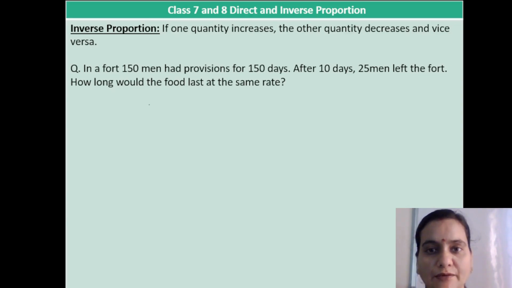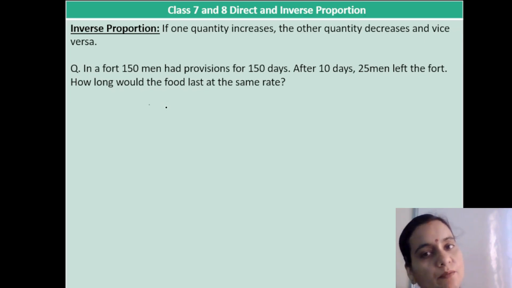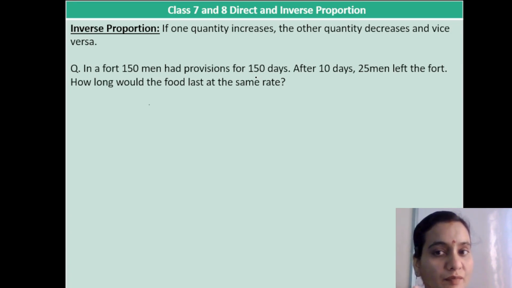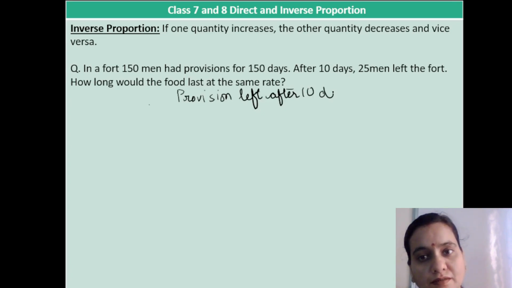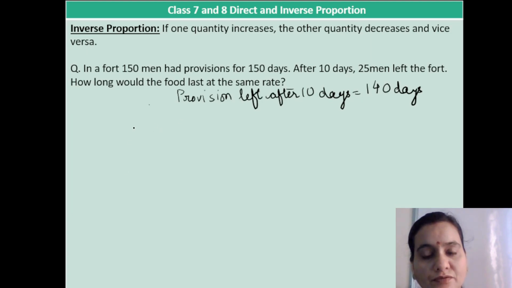In a fort, 150 men had provisions for 150 days. After 10 days, 25 men left the fort. How long would the food last at the same rate? Assuming that all of the men eat the same amount of food every day, the provisions were there for 150 days. After 10 days, when the 25 men leave, 10 days of provision is already over. So the provisions left after 10 days will be 150 minus 10, which is 140 days. So that much provision is left.